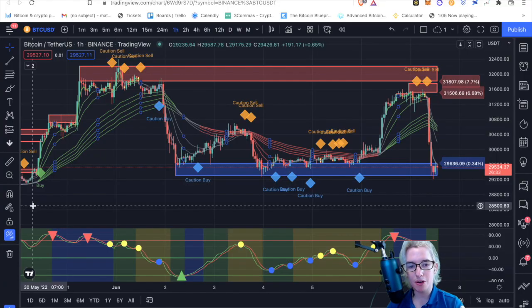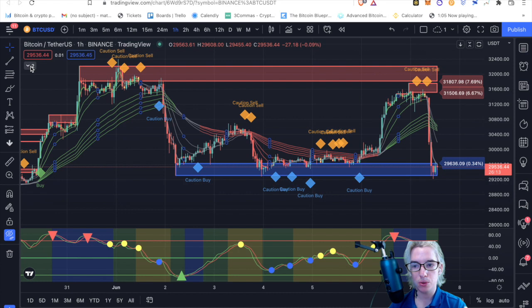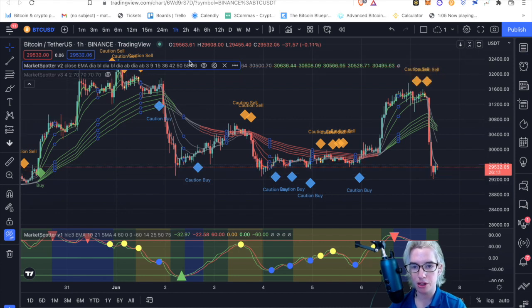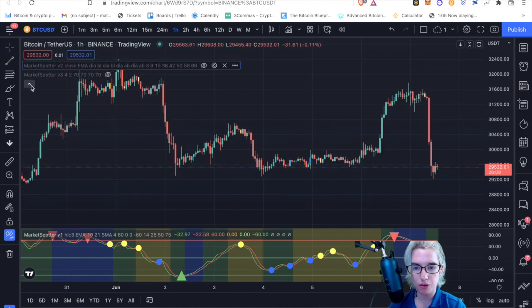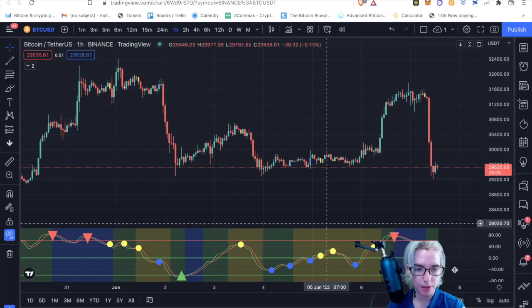So this is how Market Spotter looks in the chart. Market Spotter is comprised of 3 different indicators that work together to give you the best buy and sell signals. But to understand each of these clearly, let's start with Market Spotter V1. So I'll take away 2 and 3 of the chart and let's just focus on V1. Market Spotter V1 is this one right here in the bottom.